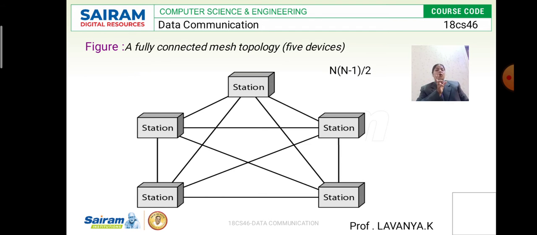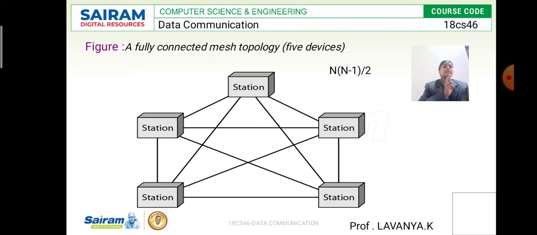What is the advantage of the mesh topology? Here we can easily identify the fault, and fault isolation is very easy. Second, if one device is not able to communicate with another device, it won't affect the other devices doing the transaction; the other devices can do the transaction normally. So this is the advantage of the mesh topology.